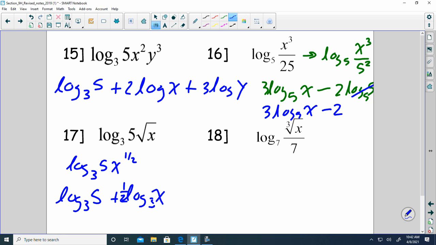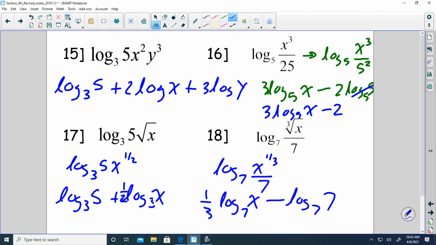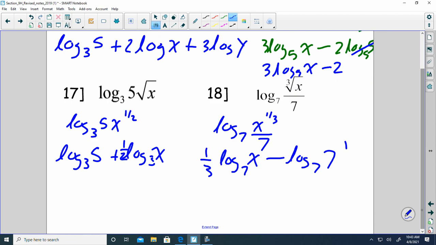Hey, friends, the third root would be what as an exponent? 1/3. Oh, you guys are so smart. Log base 7 of x over 7. The 1/3 is going to come down in front of log for x. Agree? The 7 is going to be what kind of sign? Minus, because it's a denominator. So I'm going to get 1/3 log base 7 of x minus log base 7 of 7. What's log base 7 of 7? They cancel out. So technically there was a 1 right here, right? So it's 1. So then I get 1/3 log base 7 of x minus 1. Because the log base 7 of 7 cancels out, and any number can be raised to an exponent of 1. Okay.